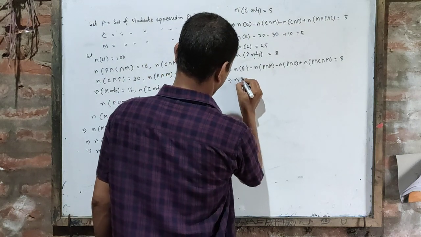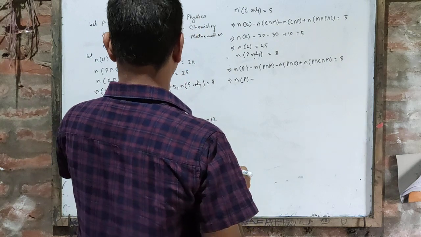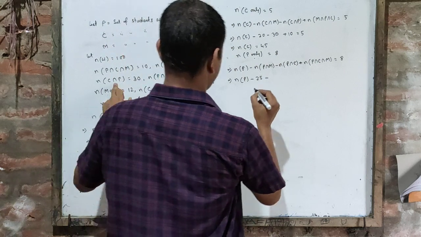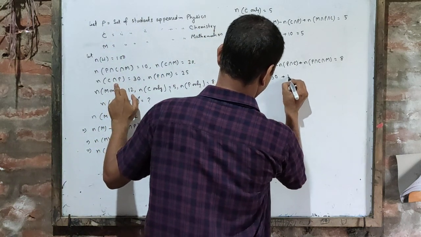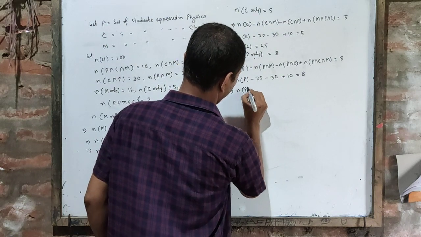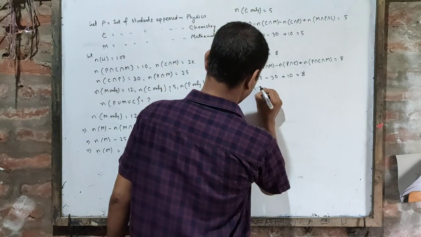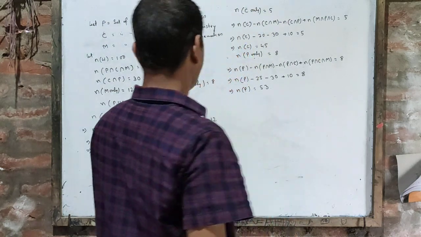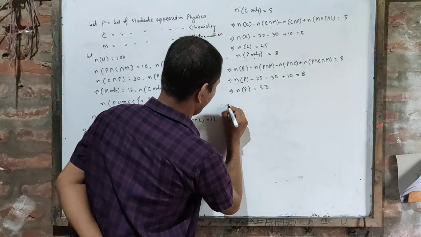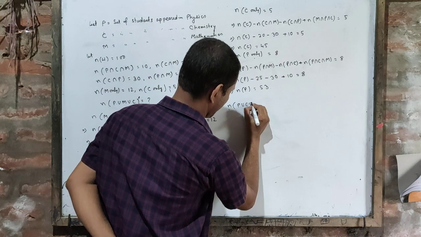So N of P is not known. N of P intersection M, we find it from here, is 25. N of P intersection C is 30. And this is 10, is equal to 8. Okay, so N of P will be 55, 45, 53. Alright? 53. Now, we are to find complement. Before that, we have to find, therefore, N of. Now we can find union of the three sets.